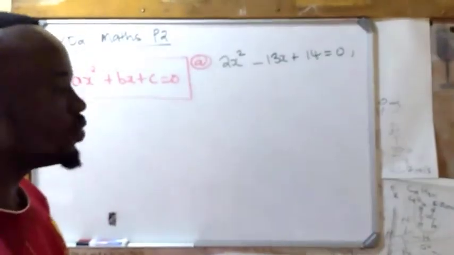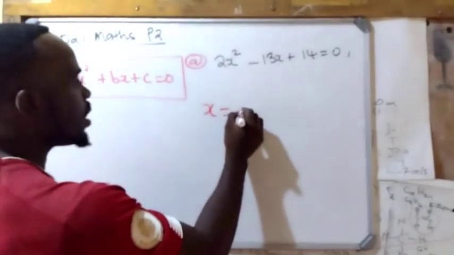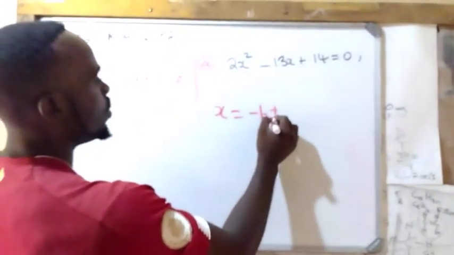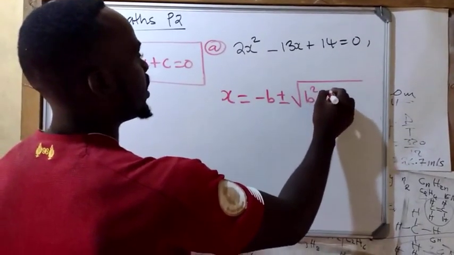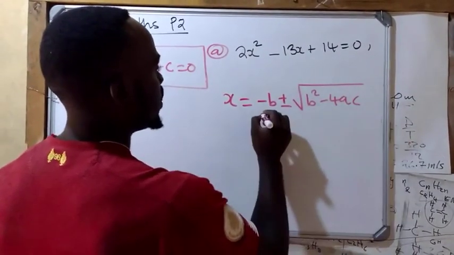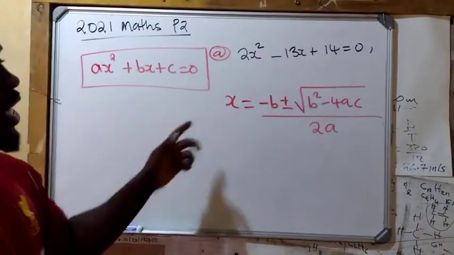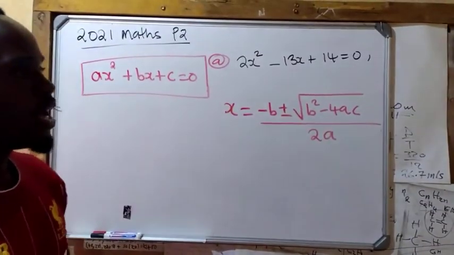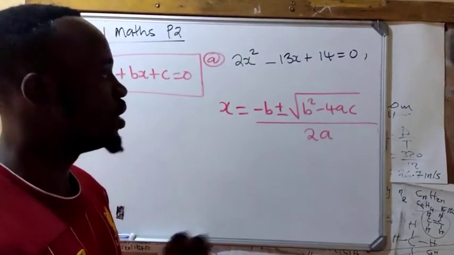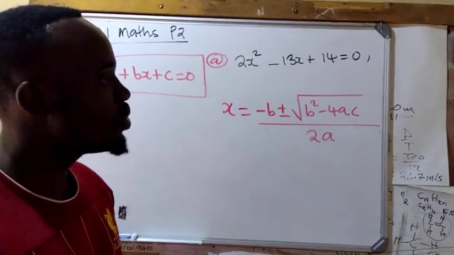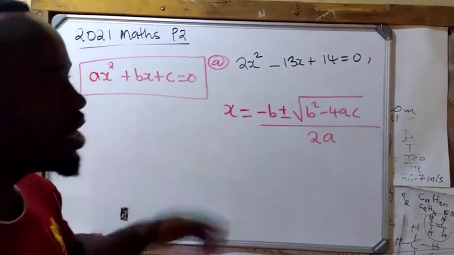The formula starts like this: x = (−b ± √(b² − 4ac)) / 2a. You're going to find this formula there. We know there are a lot of methods to solve quadratic equations: the factorization method, completing the square, the graphical method, and also using the formula. So no need to waste time, just use the formula there.